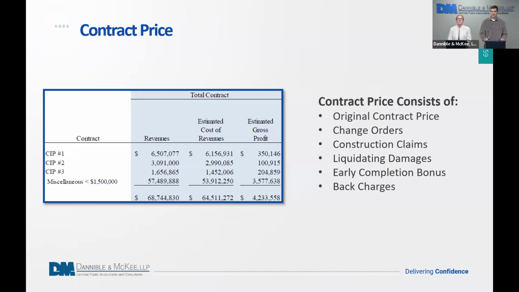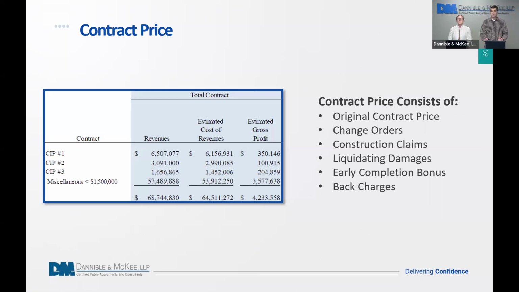So your contract price. The contract price is going to be your original contract price that you entered into. And again, you should always be updating it based on management's best estimates at that time. If there were change orders, they should then be included in there. If there have been any claims or liquidated damages, they should be in there.